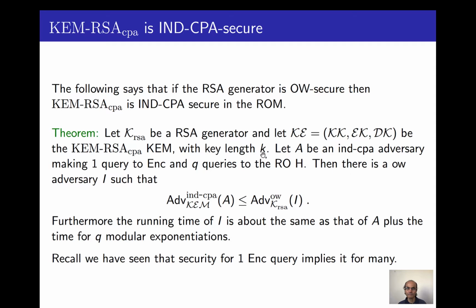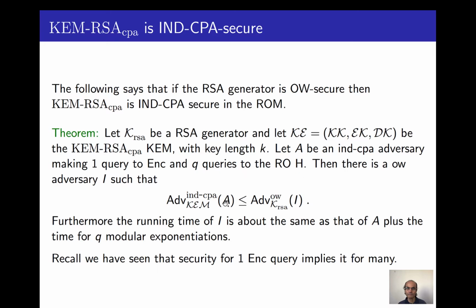Now we take an adversary A attacking the IND-CPA security of the KEM. And we'll assume it makes only one query to the enc oracle, which as usual is without loss of generality by our prior results, and some number Q of queries to the random oracle. Since that's now an oracle, that's how complexity is measured.